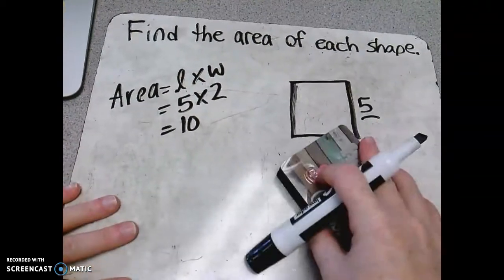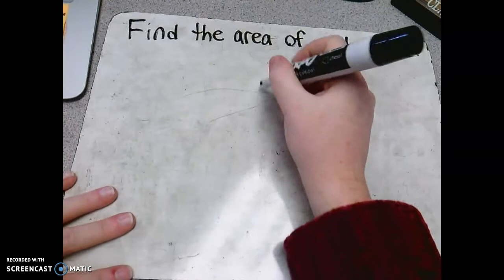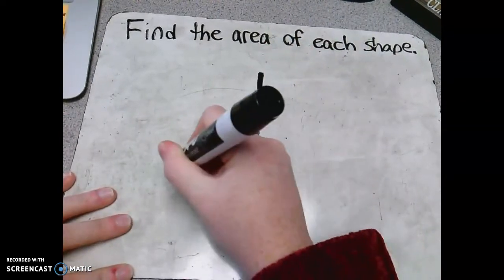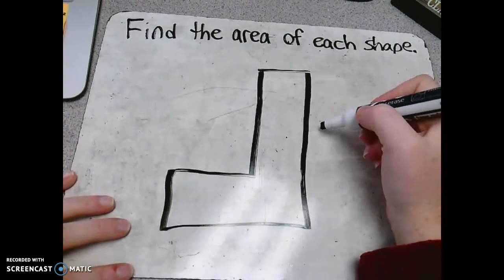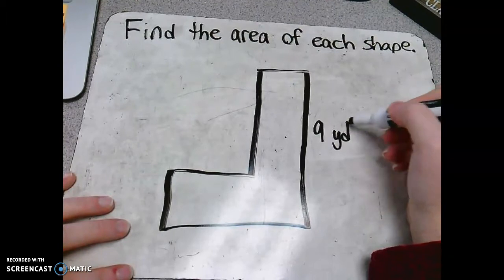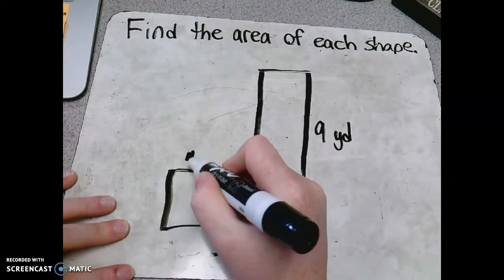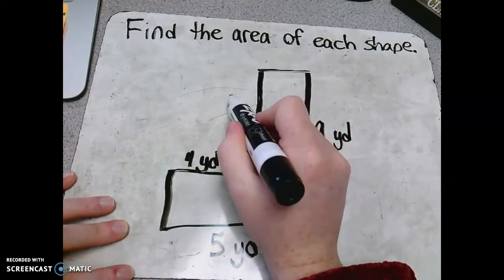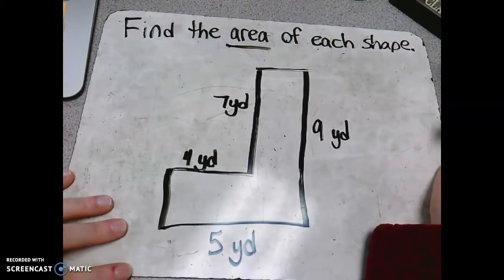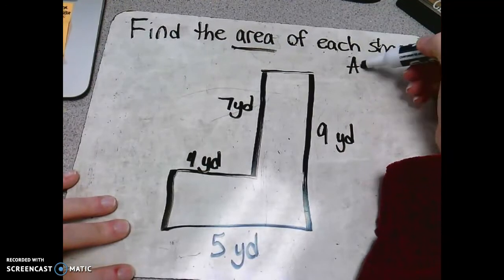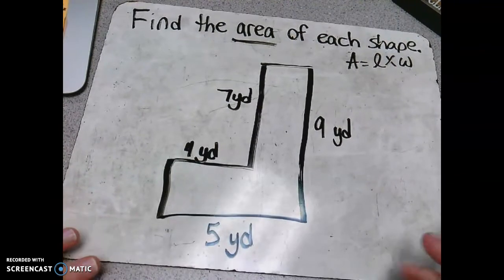Now we're going to do the same concept, just a little different. So if I have a shape, this is going to look like a backwards L. I have this shape, and this side is 9 yards long, this side is 5 yards long, this is 4 yards long, and this is 7 yards long. We need to find the area of this shape. Let's remember that area equals length times width, okay?